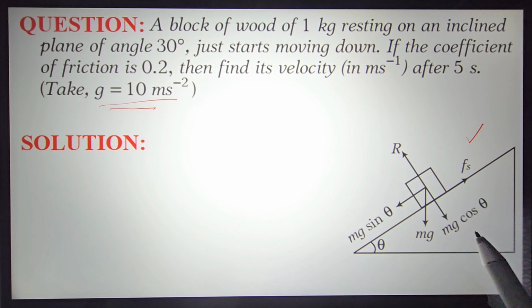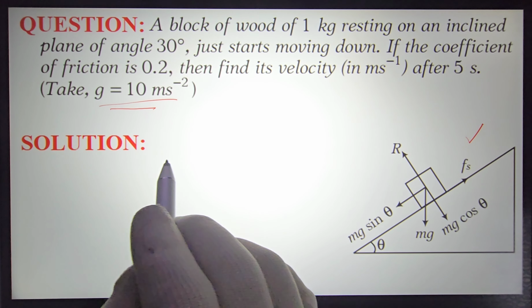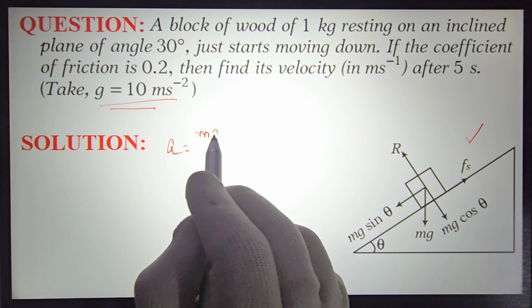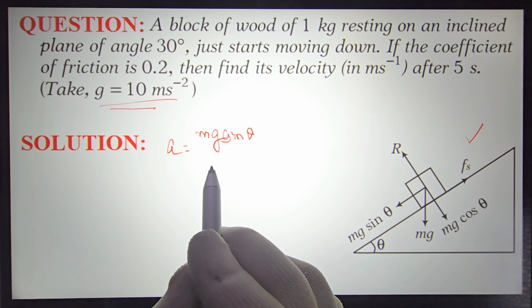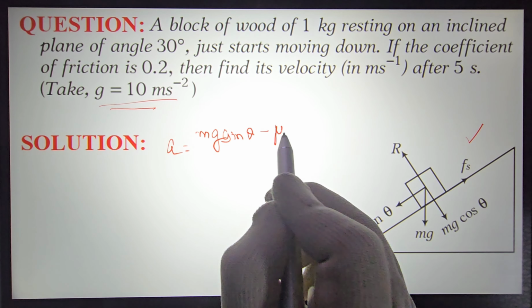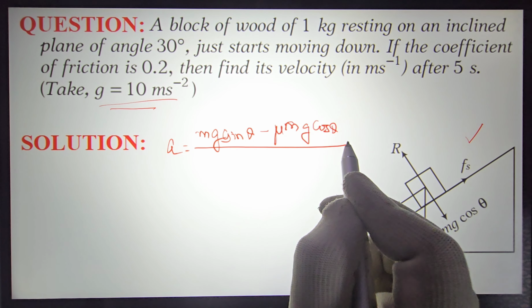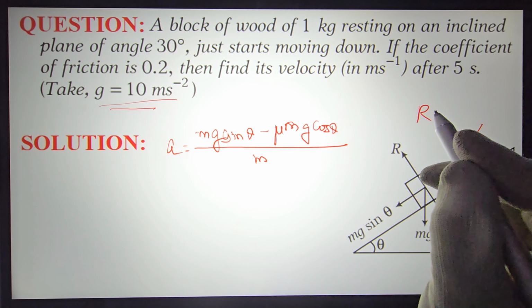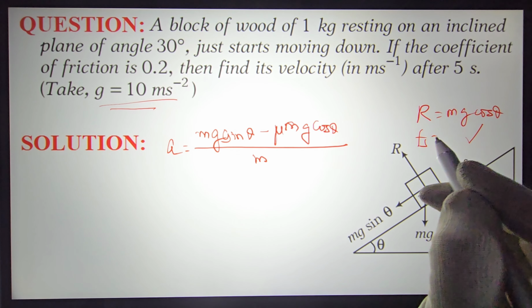So the acceleration of the block down the plane is given by, how to calculate this? For the motion of the body along the inclined plane, how to write a? A is equal to mg sin theta, because I've already discussed this in the inclined plane section, just 10 minutes before. So a is equal to mg sin theta minus mu into mg cos theta upon m. As R is equal to mg cos theta, and the value of f here is mu into R.